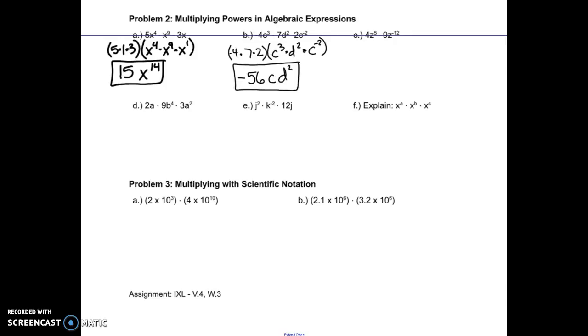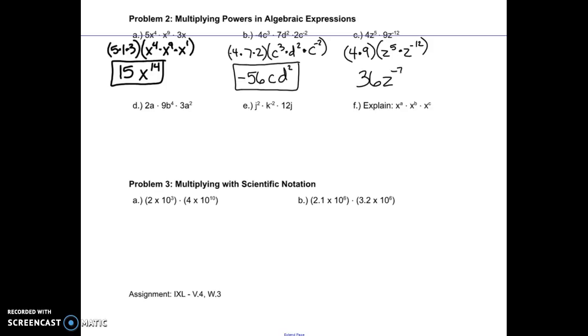C. I'm going to bring out my coefficients. So 4 times 9. And then I've got z to the 5th times z to the negative 12th. 4 times 9 is 36. And for z, I'm going to add my exponents: 5 plus negative 12 is negative 7.